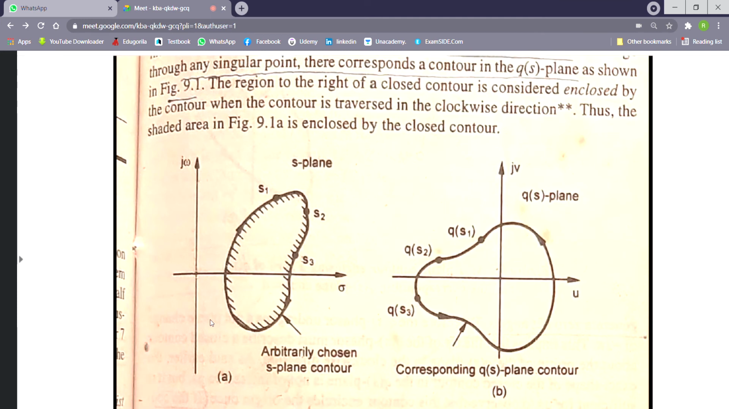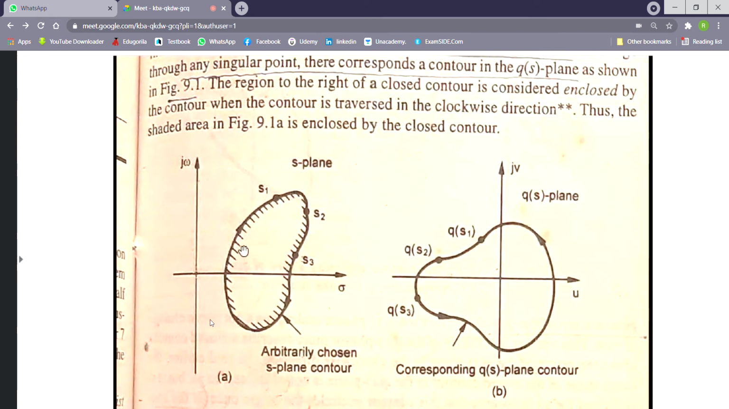Ma'am, can you just repeat this convention again? I couldn't get the second one. No, ma'am, whatever we were following. Okay, so we are taking a closed contour on the S-plane. Is that clear? If we take a closed contour in the S-plane, and the contour doesn't pass through any singular point of Q(S), then as we have discussed, we'll get a closed contour on the Q(S) plane. Have you understood this? Yes.